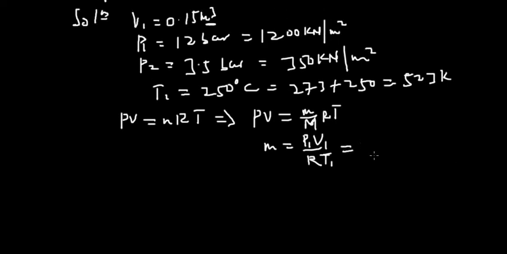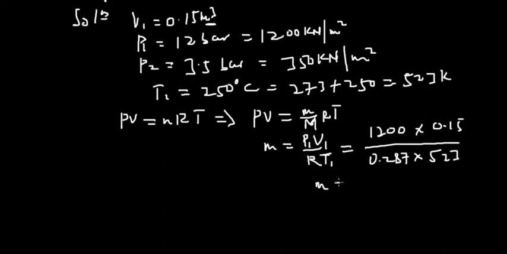So we have M, since we know P1, V1, and T1. So we have P1 as 1200, and then you multiply that by V1, that is 0.15, divided by R times T. R in this context is equal to 0.287 per the unit. There's our R, and we know our temperature to be 523. So now our M value is equal to 1.2 kilogram. Very, very important. 1.2 kilogram.